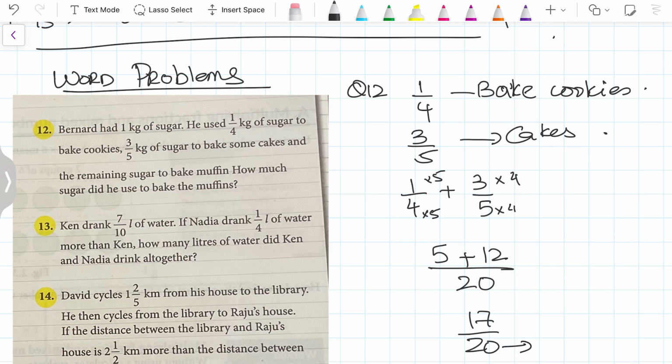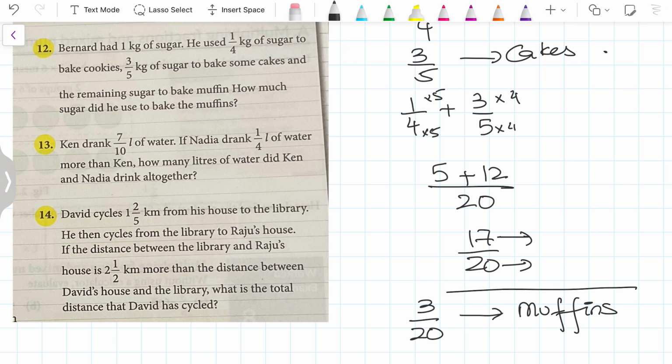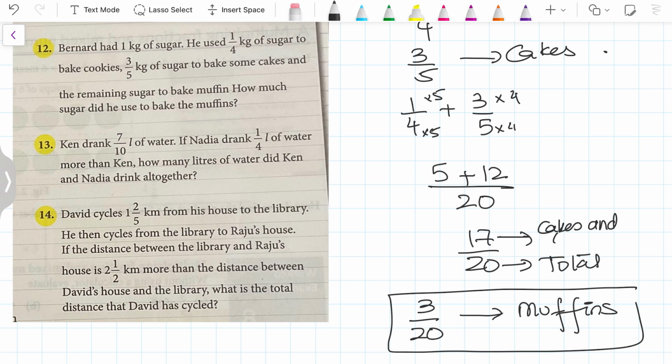So out of 20 portions, 17 have been used. How much is left? 3 upon 20 is used to make muffins. So you should know that a denominator represents the total, and this represents the portion which is used to make cakes and cookies.